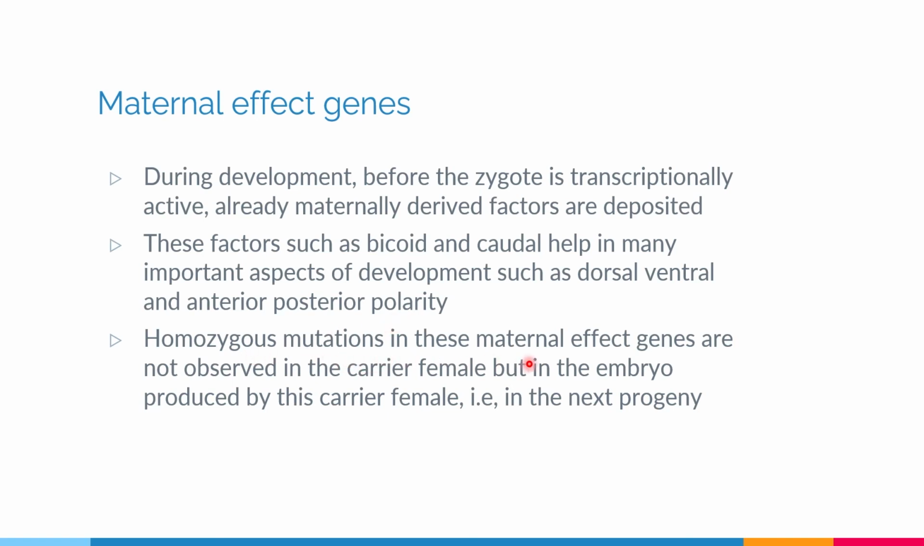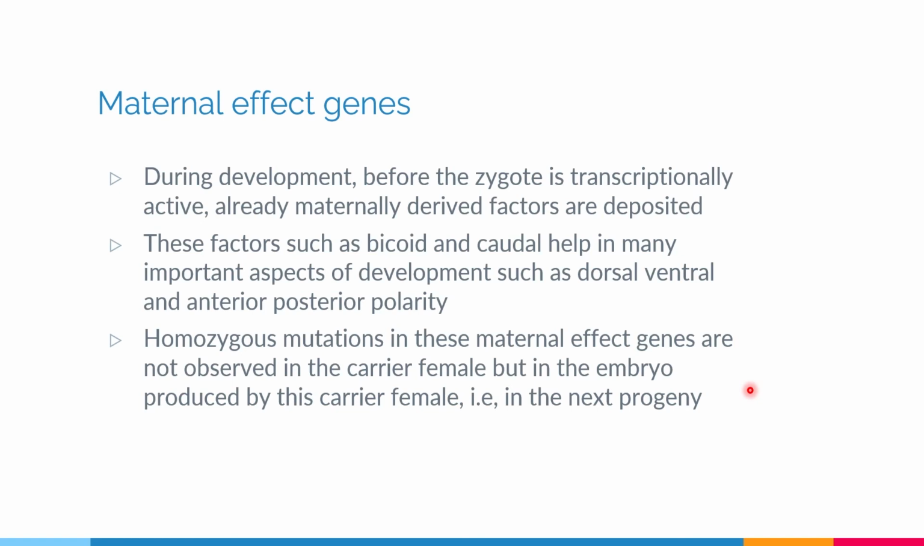Homozygous mutations in these maternal effect genes are not observed in the carrier female, but in the embryo produced by the carrier female in the next progeny. This is where we are discussing the Heidelberg screen, on which I will just give you a short primer. In the Heidelberg screen, we are trying to look at mutations that give rise to deformities in the embryos in the third generation. This is what the Heidelberg screen is about.